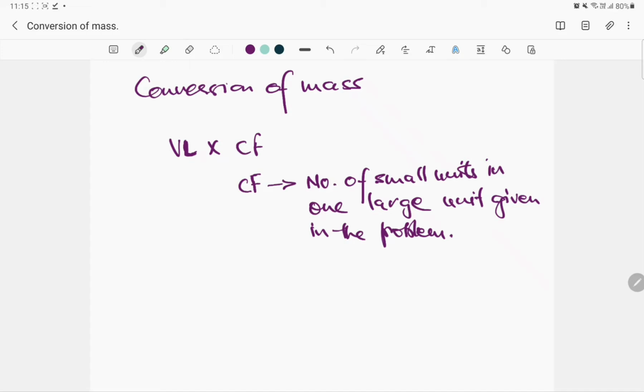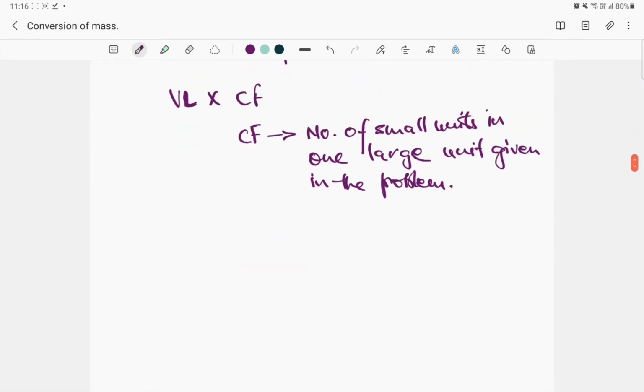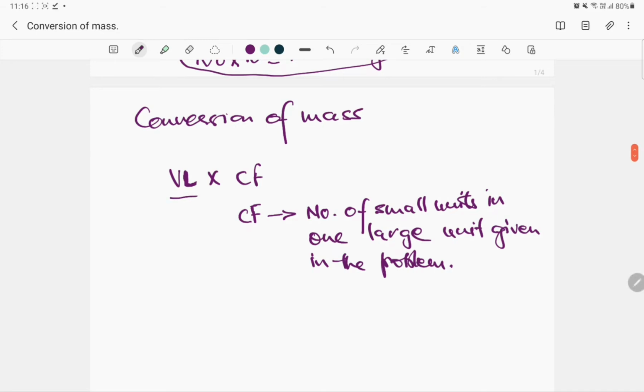If you have any particular problem in understanding this, I recommend you go back to the previous videos and see how we came up with this particular formula. Anyways, let's proceed further. If we can use a simple formula, we should, rather than visualizing and making so many blocks and diagrams. So the simpler formula is VL times CF. Now VL stands for value of the larger unit and CF is the conversion factor. The conversion factor is the number of small units in one large unit given in the problem.